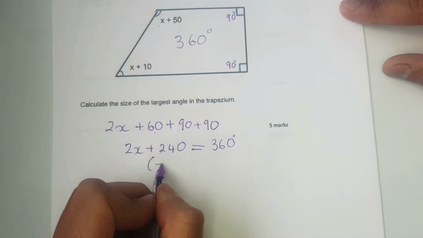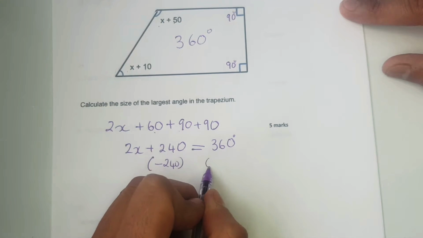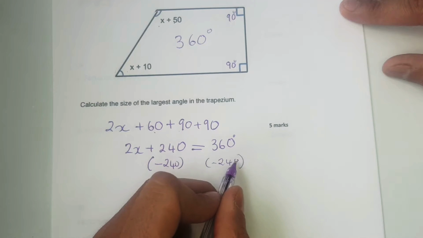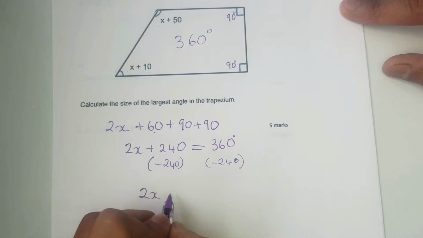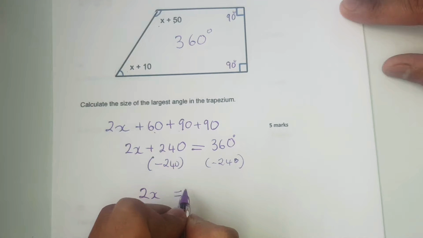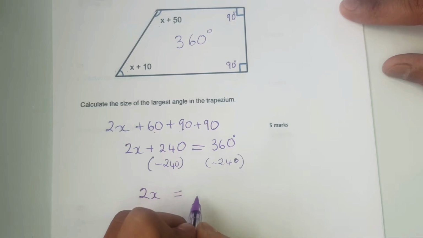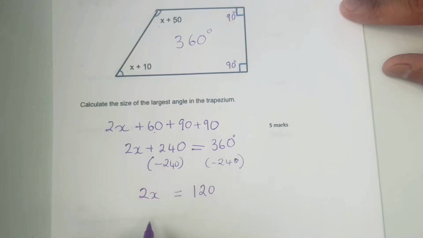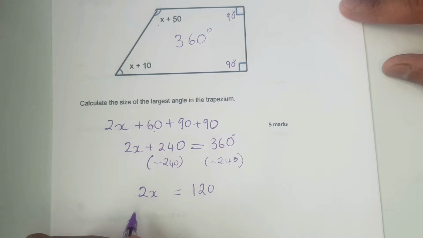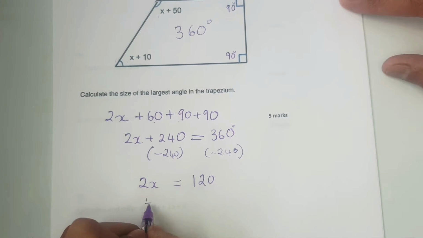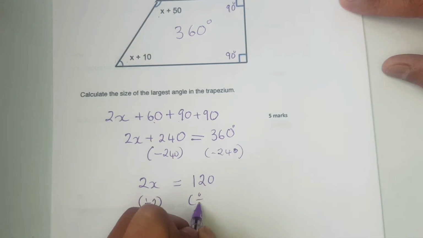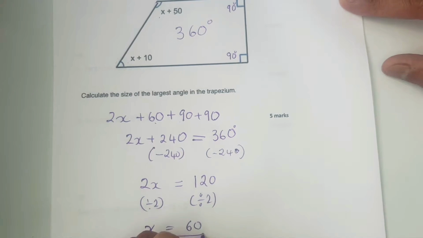To solve it, you just take away 240 from both sides, and you're left with 2x is equal to 360 take away 240, which is 120. Then you divide both sides by 2, and you're left with x is equal to 60.